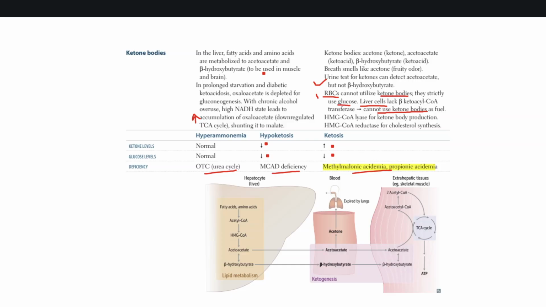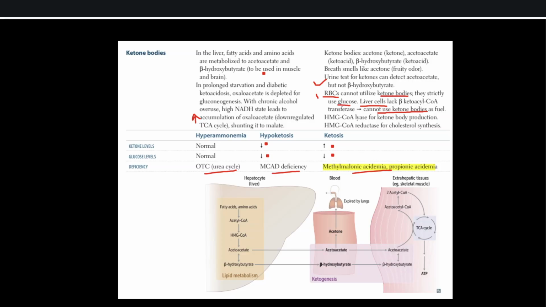As you see, liver cells lack beta ketoacyl-CoA transferase, so they cannot use ketones for themselves. So the liver cannot use it, the RBCs cannot use it. Every other organ though, they can take those ketones and convert them into some sort of energy, as you see here.